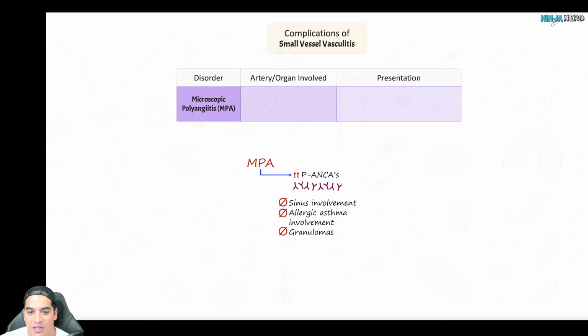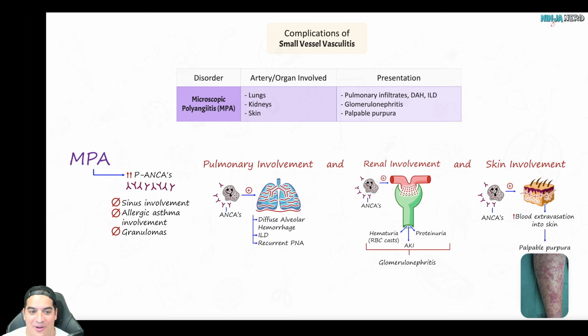That means really the only big thing for MPA is they have pulmonary, renal, and skin involvement. So they all can have diffuse alveolar hemorrhage via hemoptysis. They can have infiltrates that require repeated antibiotics and don't get better, interstitial lung disease, glomerulonephritis, and palpable purpura. They differ only by small little minute things.